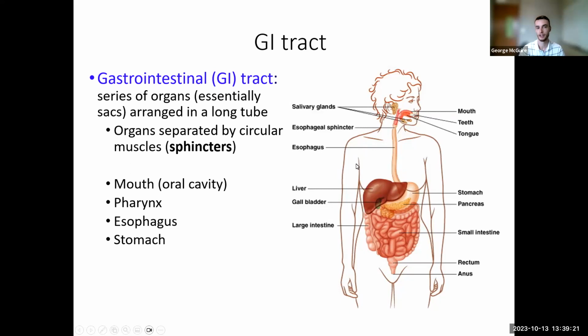Then from the stomach, our food will move into the small intestine. From the small intestine, whatever is left will make it into the large intestine, also known as the colon. And then if anything makes it through the large intestine and does not get absorbed, that is what we eliminate through our feces.